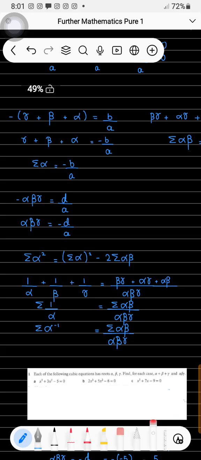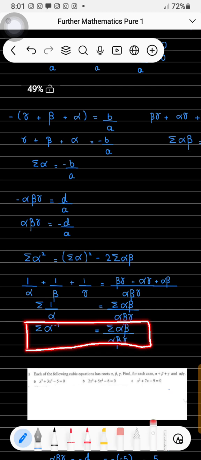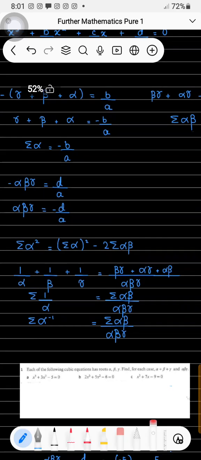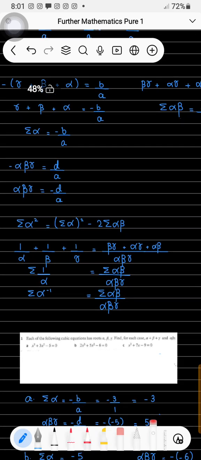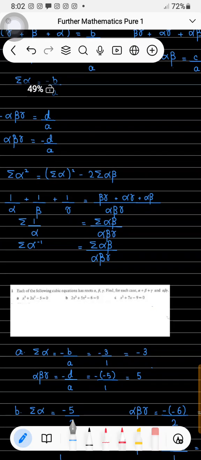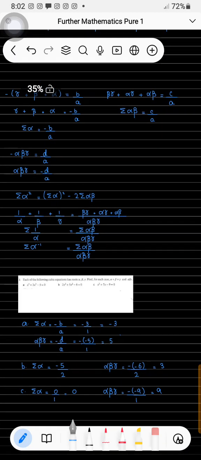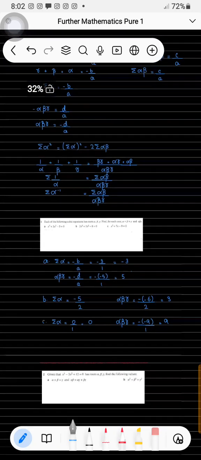Then we had derived one more formula. The derivation is not our part, so that formula was sum of alpha power minus 1 equal to sum of alpha beta divided by alpha beta gamma. Now we will use all these formulas, and if we get time I will introduce one more new formula, and that will be enough for this topic. Then we will solve some more questions. Before introducing the new formula, we will use all the formulas which we have learned.